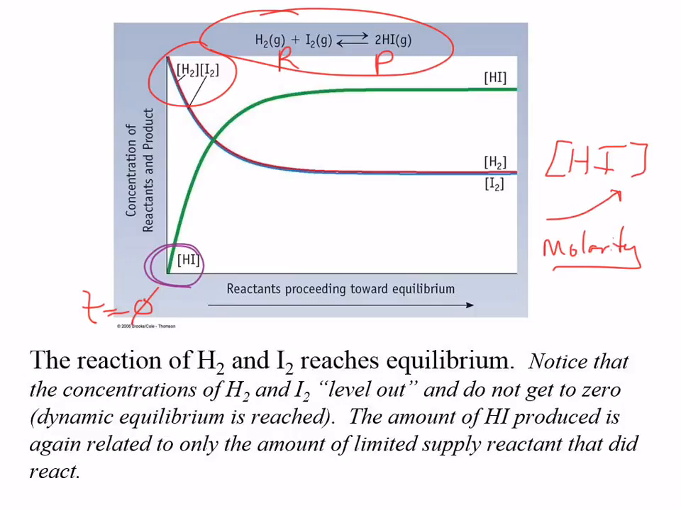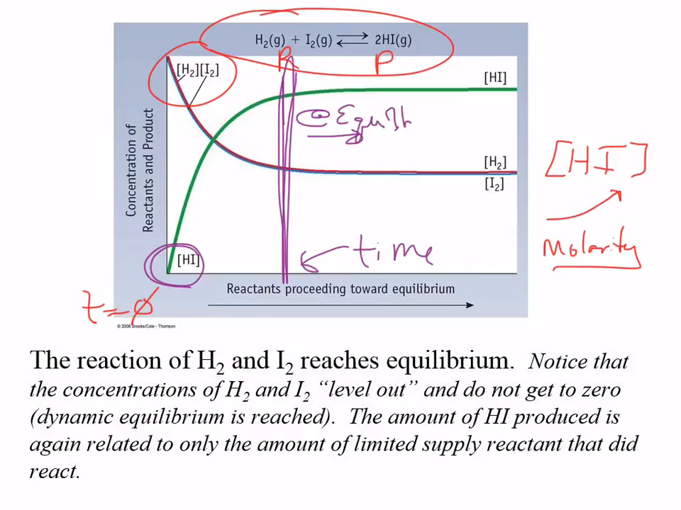Let me see. I'm going to pick another time. About that time and later. Doesn't it kind of look like you've basically reached the amount of HI that's going to form, and you've reached the amount of H2 and I2 that's going to convert? That is a cool place in a chemical equilibrium called at equilibrium. Okay, all smiles there. You are at equilibrium.